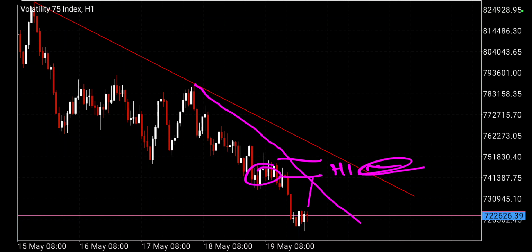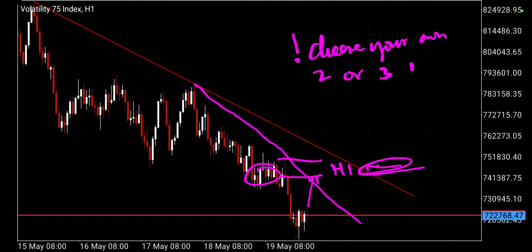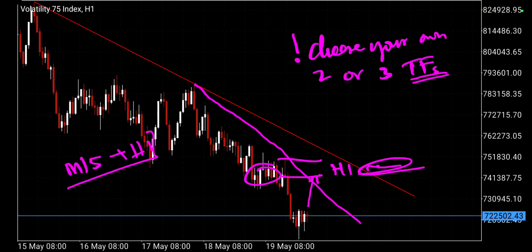So when you're buying, we go there. But remember, this is very, very important. Choose your own two or three time frames that you're going to focus on, because the more time frames you have, the more they might not be agreeing. So it means you'll be missing trades. If you pick your own time frames, someone can say, I just want M15 and H1. But remember, there must be a link between the two.